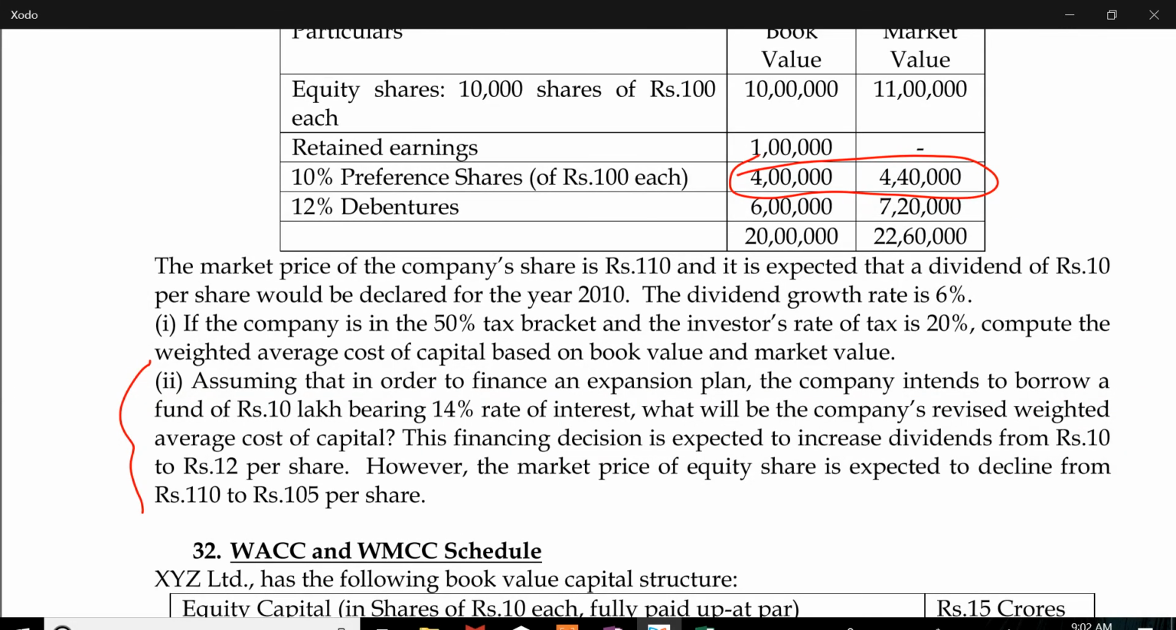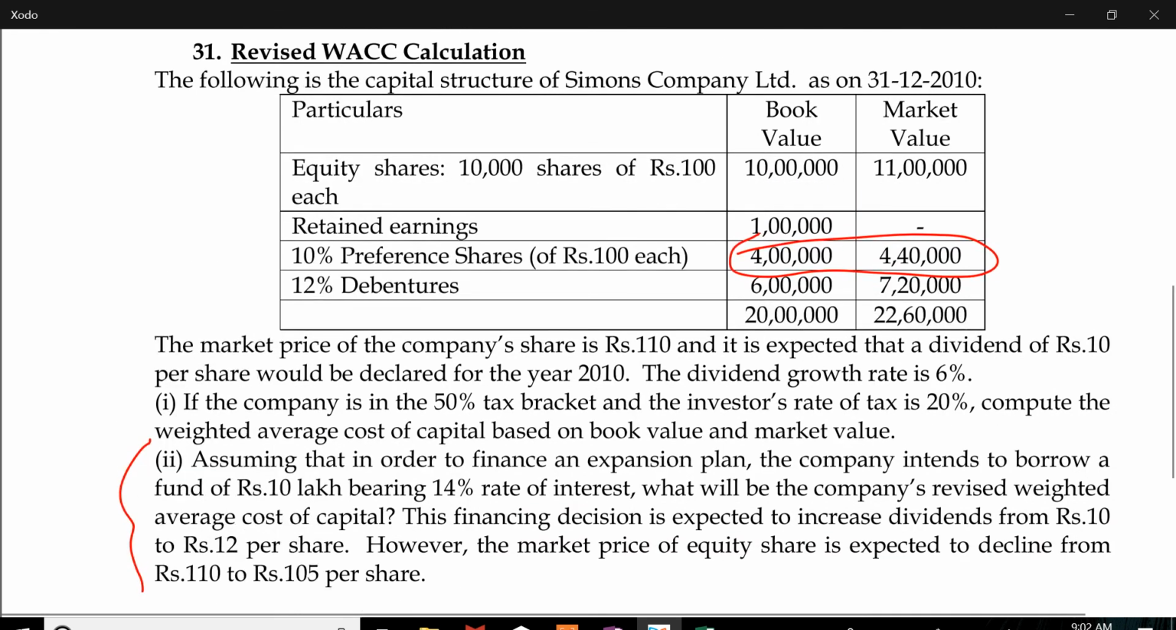The second option is market price. How do I get market price? If 100 rupees is face value, you have 4 lakhs worth of book value. 4 lakh by 100 is how many preference shares? 4,000. Then the market value per preference share is 4,40,000 divided by 4,000, which is 110. Clear? Any doubts on this?